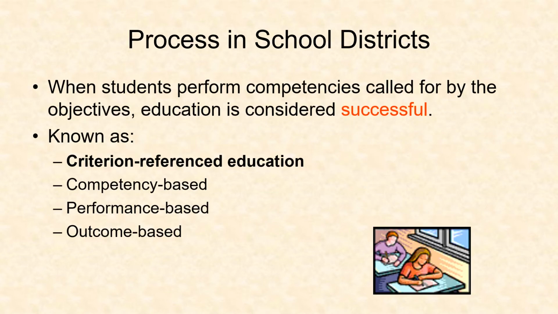And when students can be competent in these different areas, they meet these competencies, then we say that that education is successful. And this is also known as criterion referenced education, or by any of the other names that are listed here.